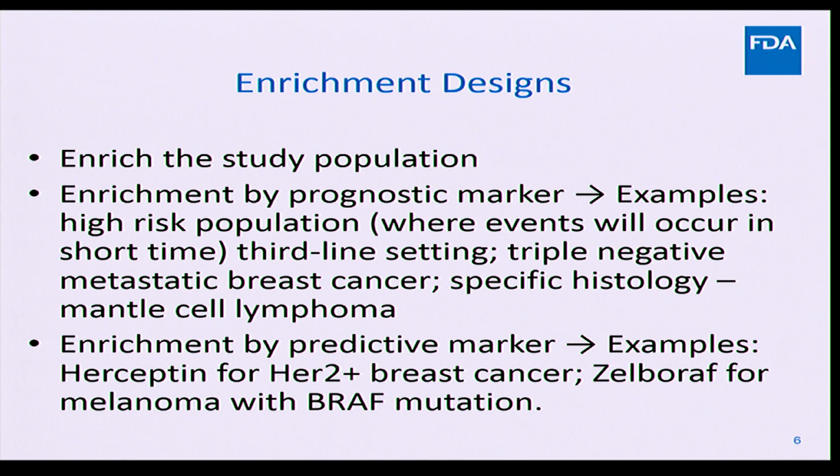When we are talking about enrichment in general, we talk about predictive markers. Here we have, of course, examples of Herceptin for HER2 positive breast cancer, as well as vemurafenib for melanoma with BRAF mutation. So these are specific predictive markers. What we mean here is that either there is no effect in the negative population, or that the effect in the negative population is much smaller, and therefore we are looking at only the positive group.